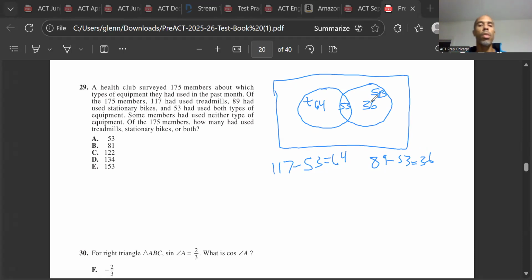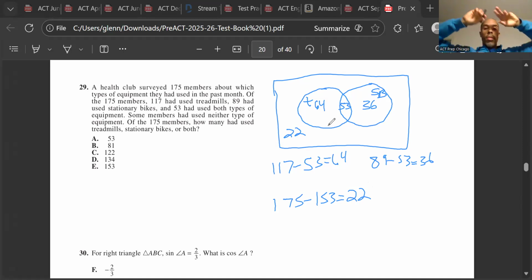All right. So some members had used neither type of equipment. That means if we add these up, 64 plus 36 plus 53, that's 153. If we take that from 175, we'll call that the null set, 175 minus 153, that's 22. So that's 22 students who did neither. Your 22 could go here, in that corner. It's not going to be in either circle. It's in the sample space, just part of the 175 originally.